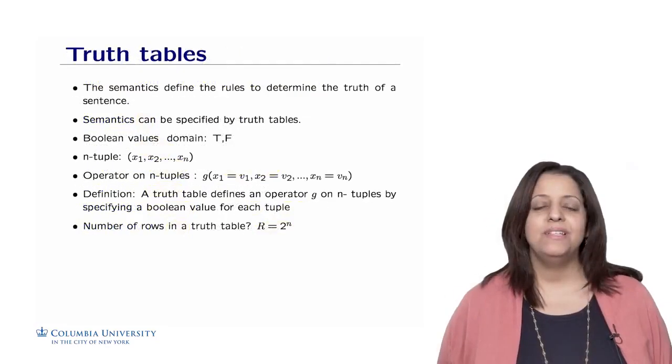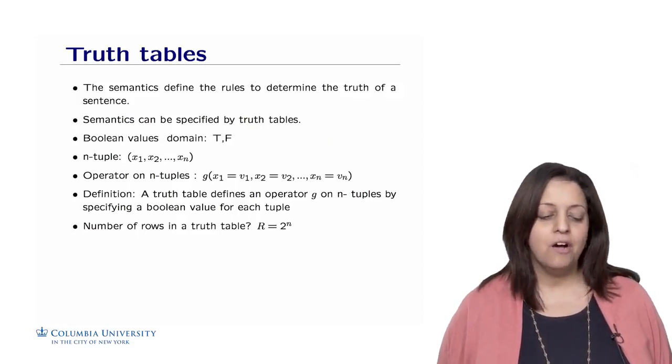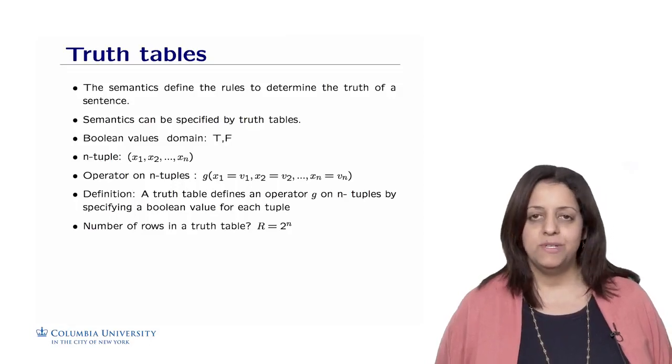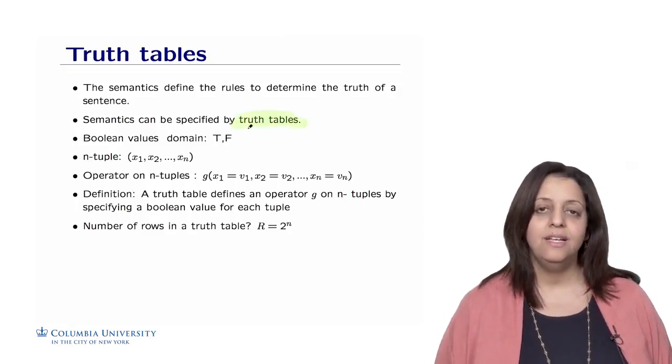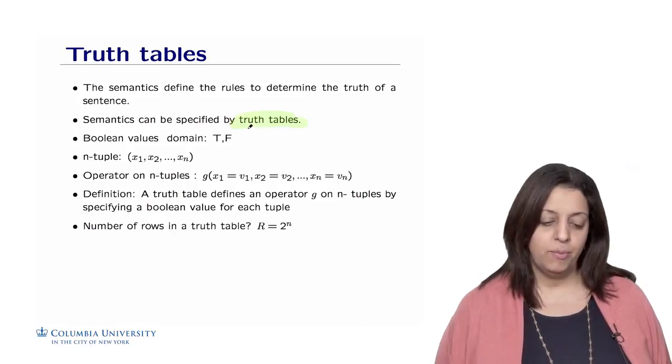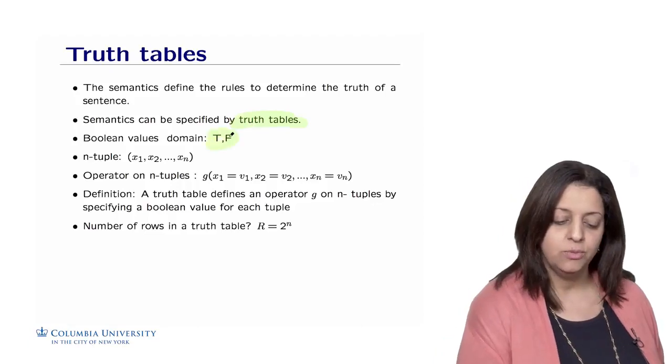So we are able with these connectives to build larger and more complex propositions to express interesting facts about the world. So how about the semantics? The semantics define the rules to determine the truth of a sentence. Semantics can be specified in propositional logic by what we call truth tables. These are a very important ingredient in propositional logic, in which we have a table of true and false. This is the domain.